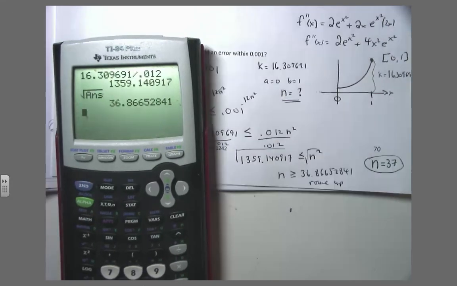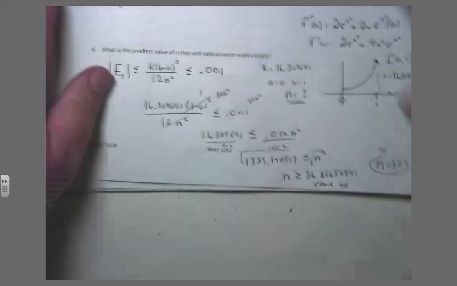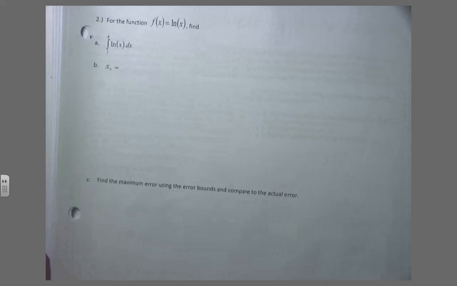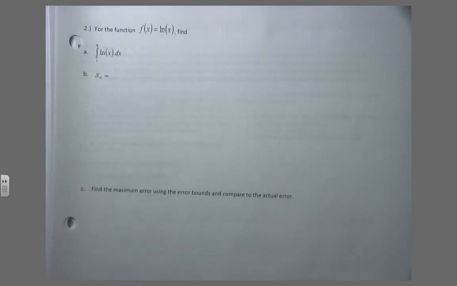Does that make sense? Which means if I go back and do this trapezoidal rule with n equals 37 partitions, I would get my tolerance for my integral within that 0.001 answer. Does that make sense? You see the purpose of this stuff. Well, let's do another one. All right, this one's kind of special.